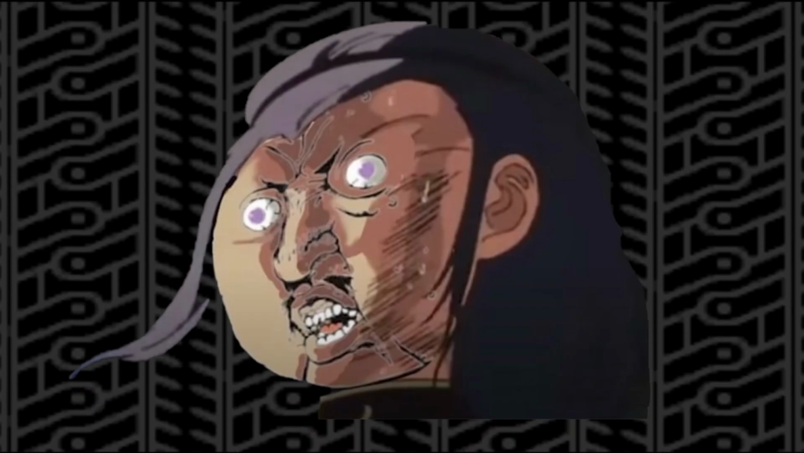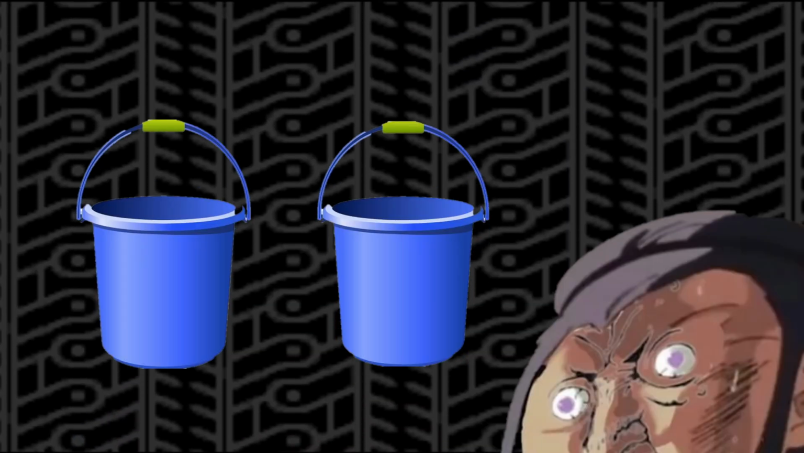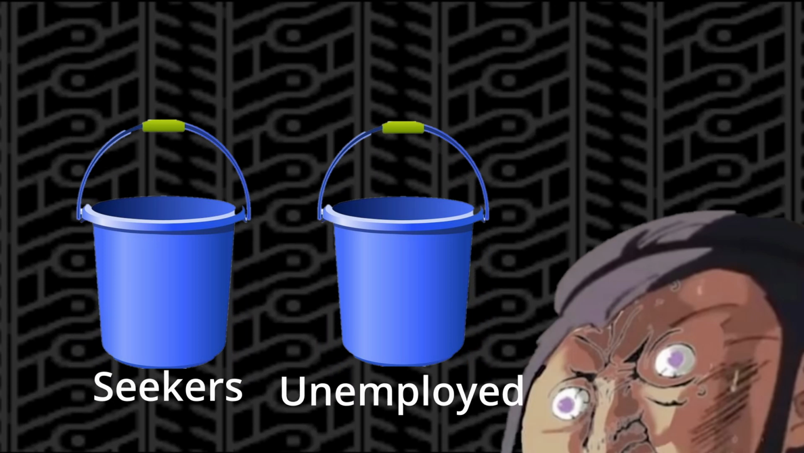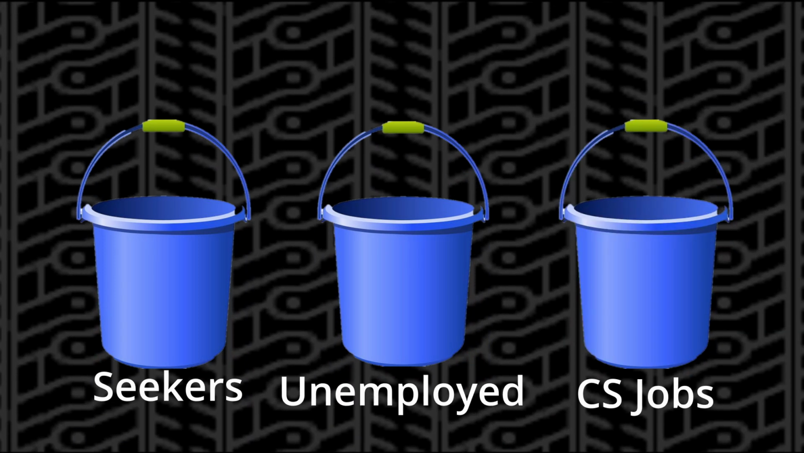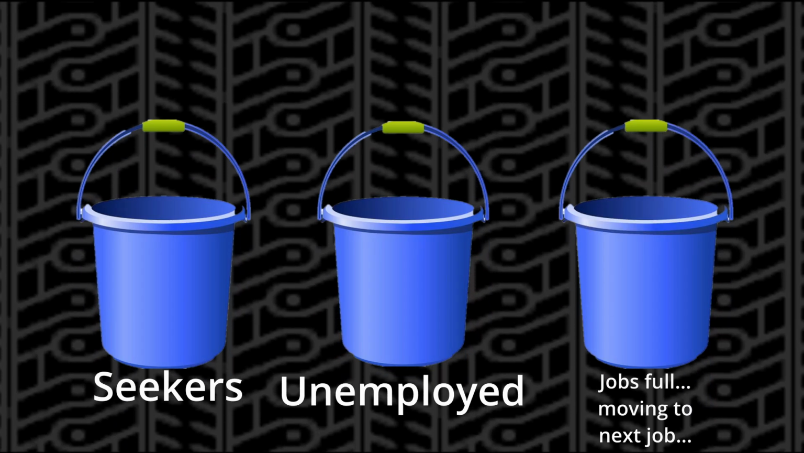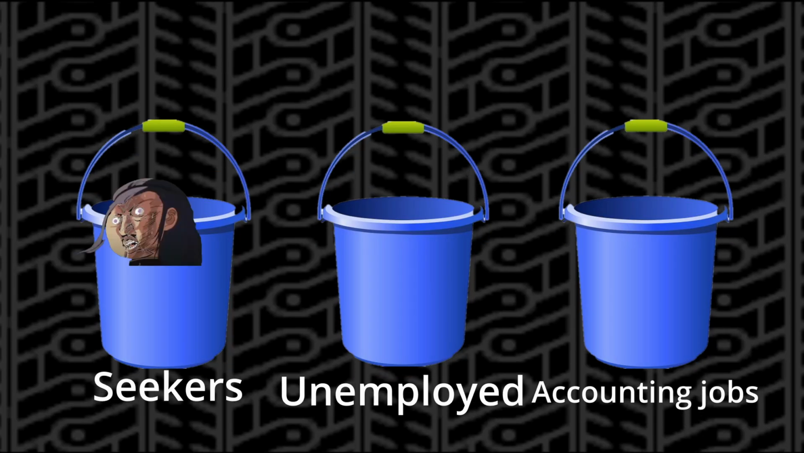And next, we have one of the more technical parts of the simulation. There are two types of buckets, the seekers and the unemployed. When distributing jobs, we will take individuals from the seekers bucket and from the unemployed bucket, one by one, for each domain. Because of this, certain individuals for their specific degrees won't be able to make it in, and hence they will be moved to the unemployed bucket.